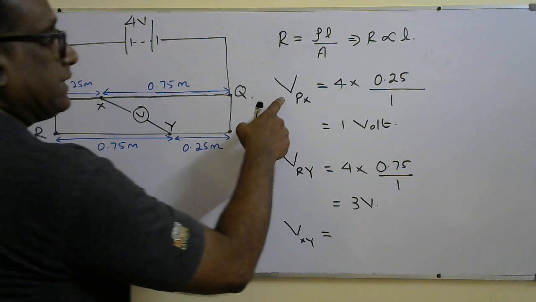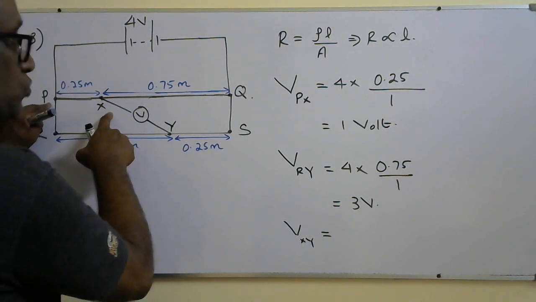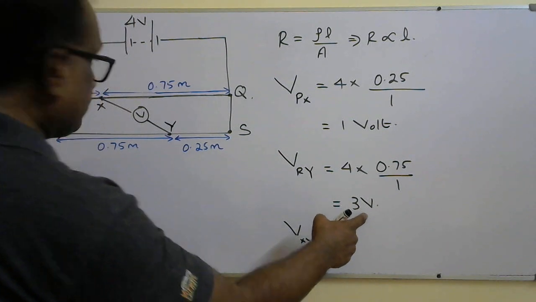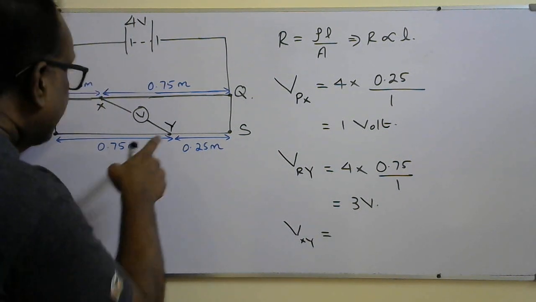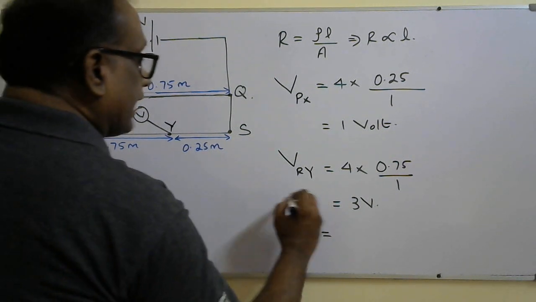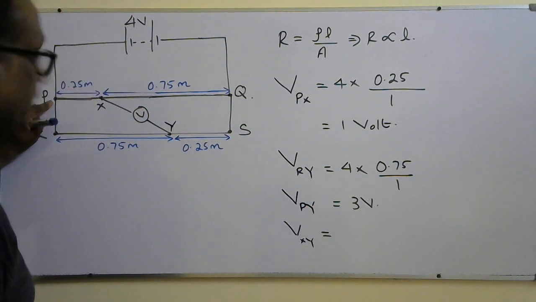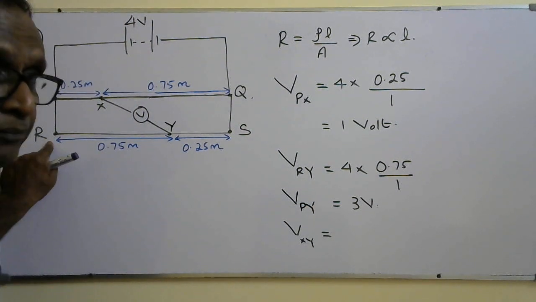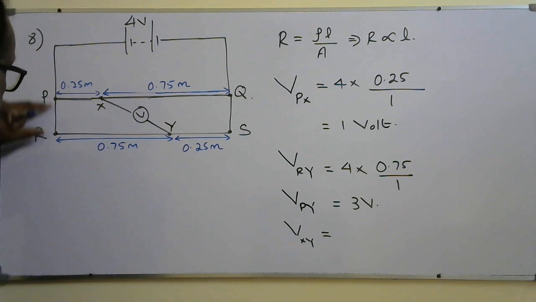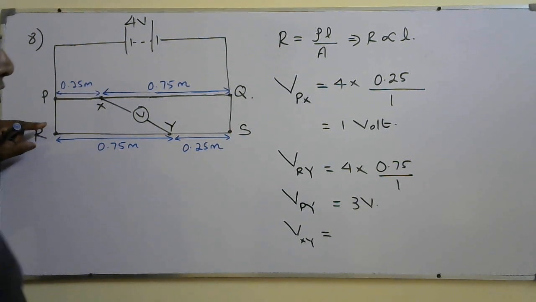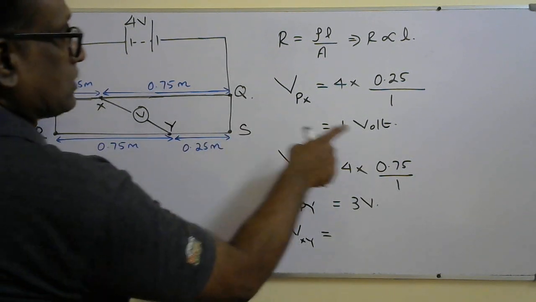So I can say voltage across P and X is 1 volt. Voltage across R and Y is 3 volt, means I can say voltage across P and Y is 3 volt, because P and R have the same potential. No resistance for this connecting wire. That means no potential drop. So voltage across P and X is 1 volt.